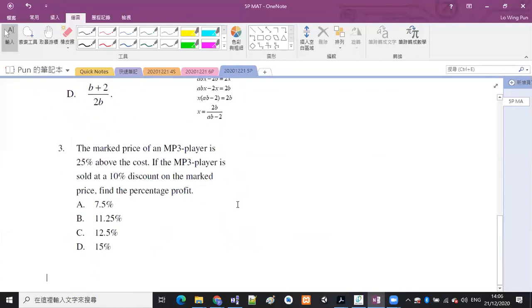Number 3. The mark price of an MP3 player is 25% above the cost. If the MP3 player is sold at a 10% discount on the mark price, find the percentage profit.